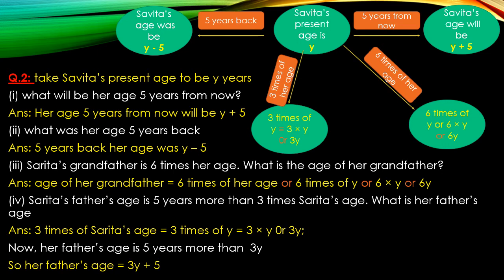What was her age 5 years back? Now 5 years back her age was Y minus 5. So when it is back you have to subtract.